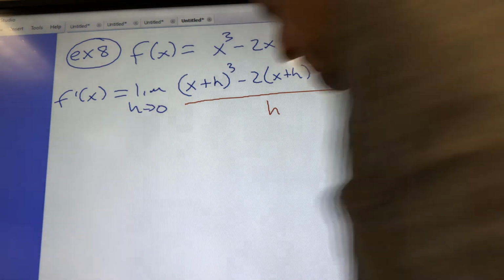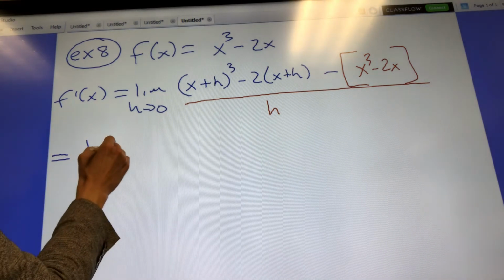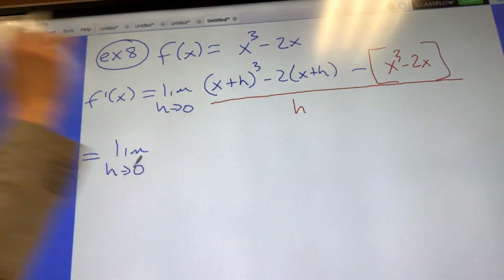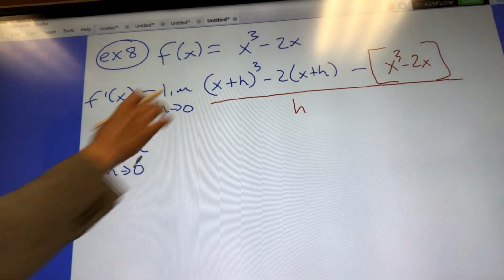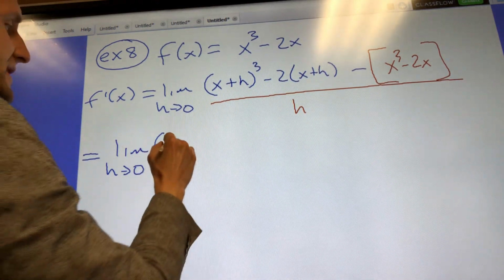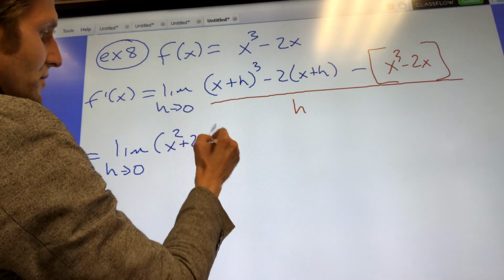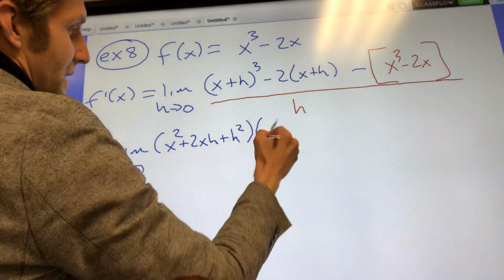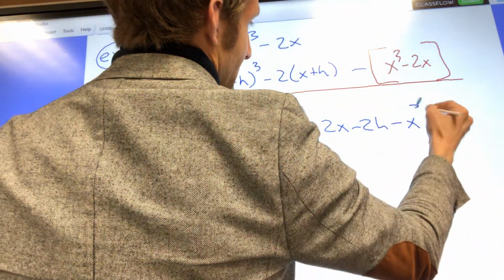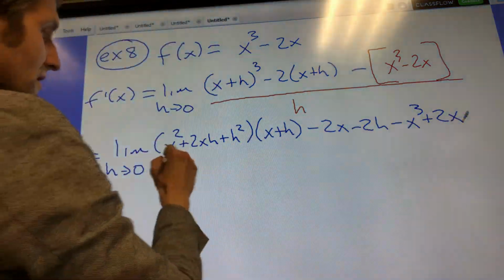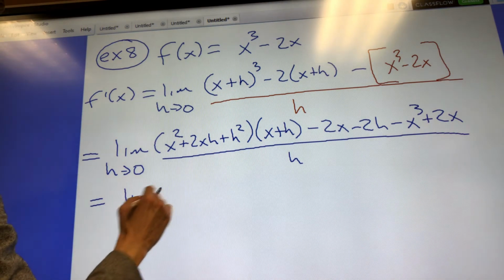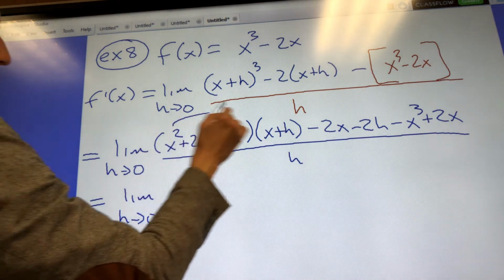All right, so here's what we're going to do. We know that the most efficient and yet still careful way, if I have something to the third power, it is not x to the third plus h to the third. It's x plus h squared times another x plus h. So x plus h squared would be x squared plus the inner product doubled plus h squared, times another x plus h, minus 2x minus 2h, minus x to the third plus 2x, divided by h, which is the limit as h goes to 0. All right, so I know it's going to be x to the third.